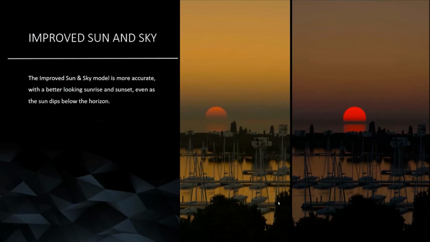And V-Ray made some improvement to the new sun and sky. So this is more accurate for a better looking sunset and sunrise. We can bring a better looking sunset and sunrise using this new improved sky and sun setting. We can even make an effect of the sun dipping into the horizon.